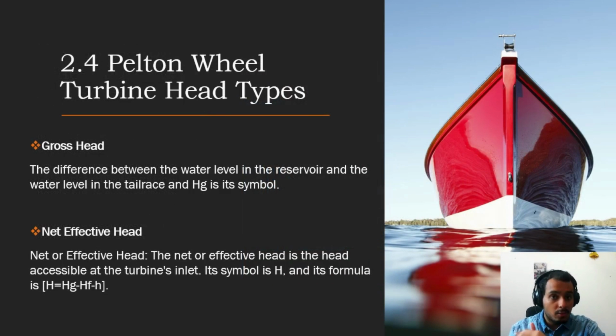So, the Pelton wheel turbine head types. There are two types: the gross head and the net effective head. The gross head is the difference between the water level in the reservoir and the water level at the tailrace, and it has a symbol. The net effective head is the head accessible at the turbine's outlet, and the symbol is H. And here's the formula.